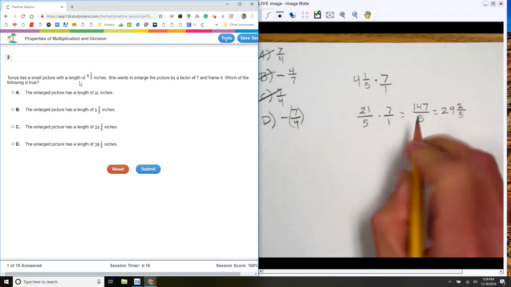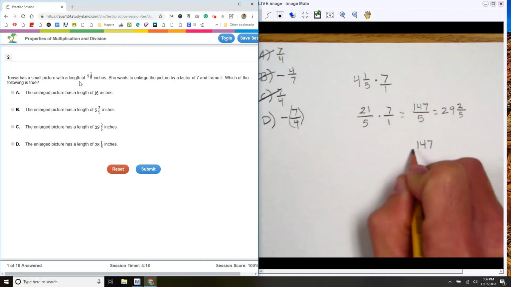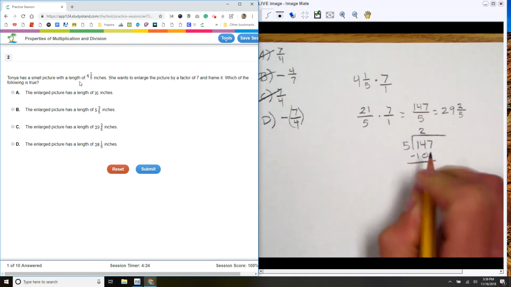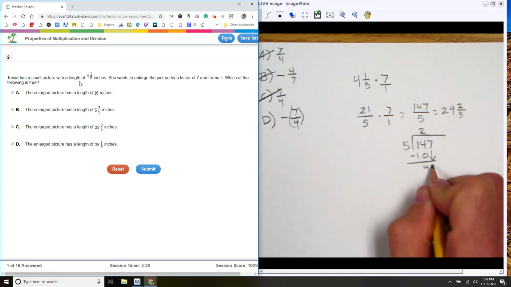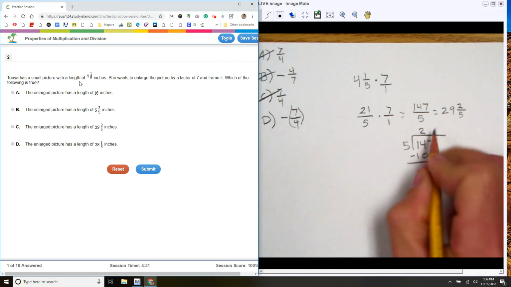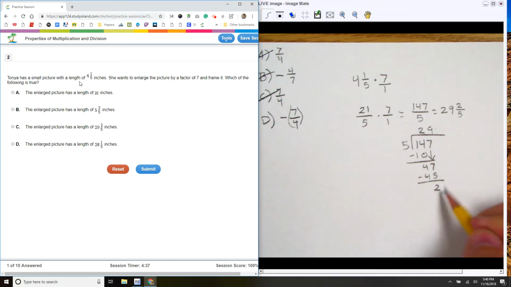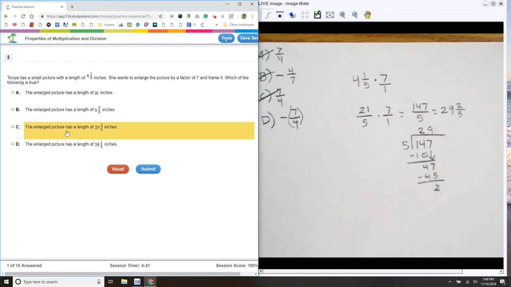If you want to see the long division for that, it looks like this. 147 divided by 5. 5 goes into 14 twice. 2 times 5 is 10. Subtract 10 from 14, you get 4. Bring down the 7, you get 47. 5 goes into 47 9 times. 9 times 5 is 45. You subtract, we get 2 as a remainder, so 29 2/5. So 29 2/5 inches is our answer. So we know it's C.